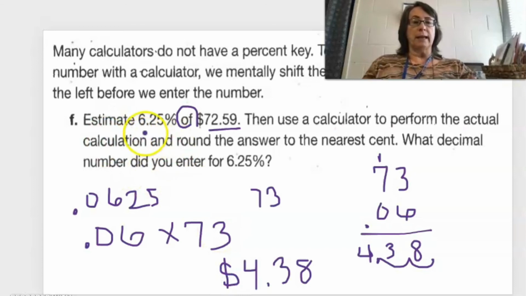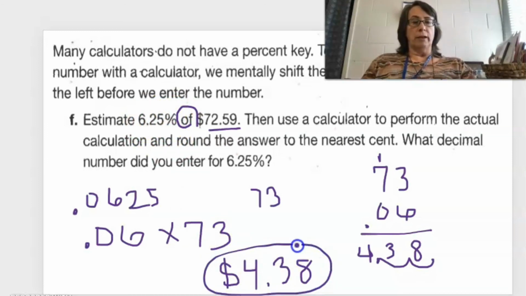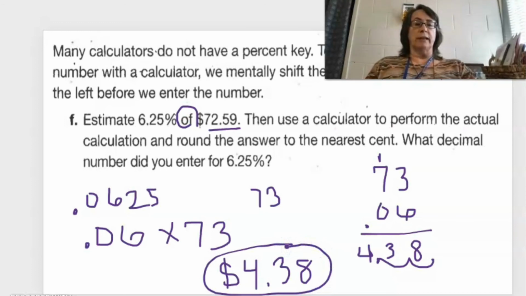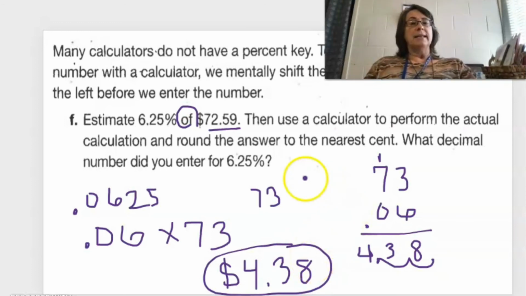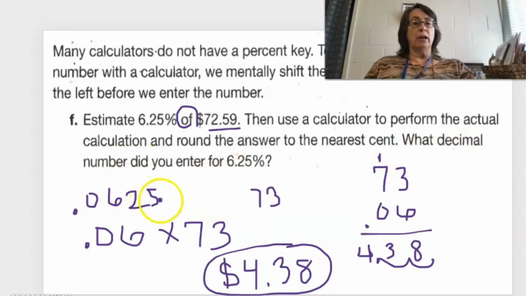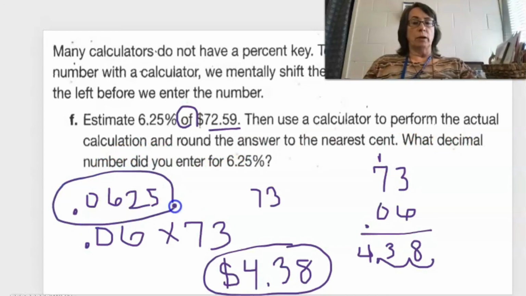So this was probably a tax. Okay, 6.25% is probably a tax right there. So we could say that would be $4.38 approximately. It says then use a calculator to perform the actual calculation and then round to the nearest cent, because we always would. What decimal number did you enter? So we already know what decimal number we're going to enter for that. Okay, so we're going to take 0.0625 and multiply it by 72.59.